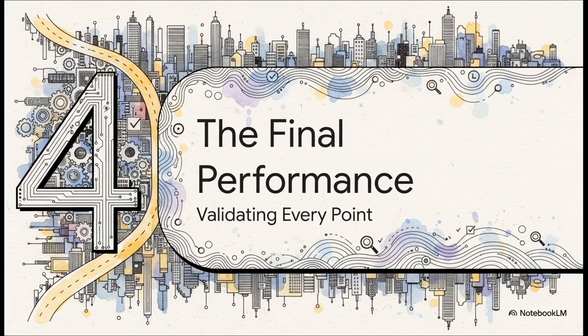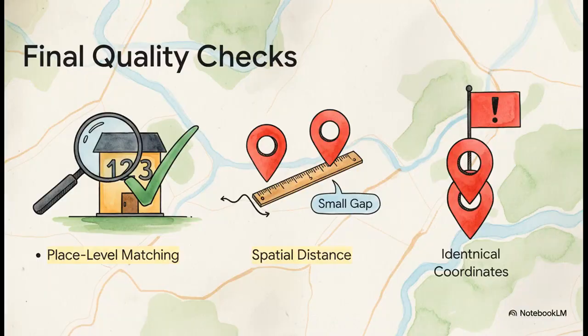Now it's time for the grand finale, the final performance, validating every single address point on those streets. And to do this, the system runs this last, super rigorous set of quality checks. First up, it matches the actual building numbers, to make sure 123 Main Street doesn't get mixed up with 132. Next, it actually calculates the physical distance between the matched points.